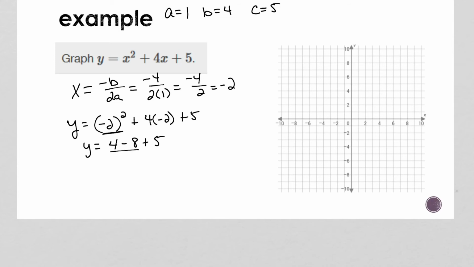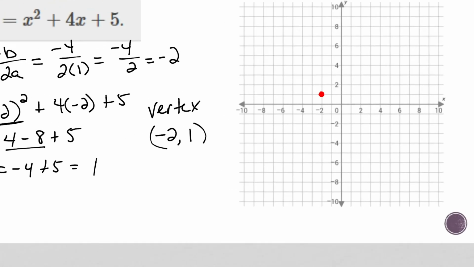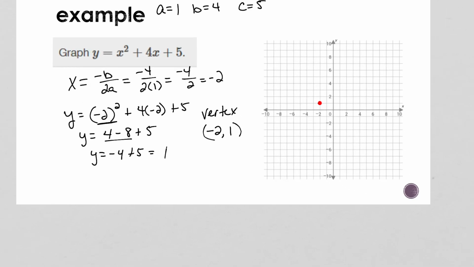And now go in order from left to right. So that's -4 plus 5, which is 1. So our vertex is at -2, 1. Okay, so I'm going to go over here to -2, 1, and put a dot. Now, I also know that my axis of symmetry goes through that point. Okay, so it's the vertical line that goes through that point. It's always good to draw that axis of symmetry.